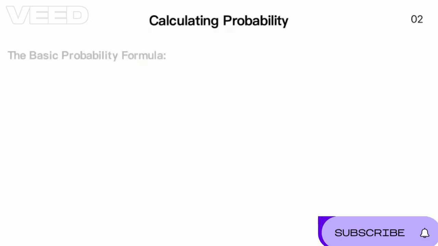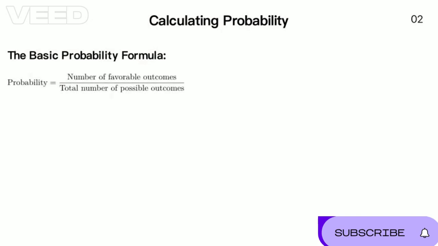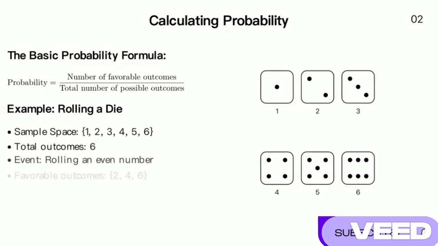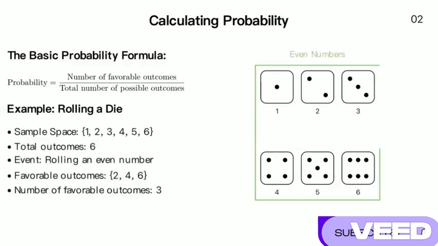Now, let's learn how to calculate probability. The basic formula is probability equals the number of favorable outcomes divided by the total number of possible outcomes. Let's use the example of rolling a die. The sample space, which is all possible outcomes, consists of the numbers 1 through 6. So the total number of outcomes is 6.